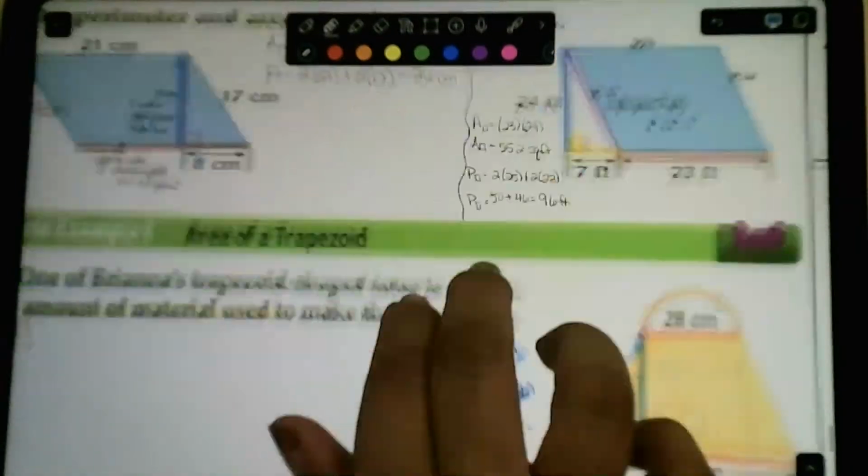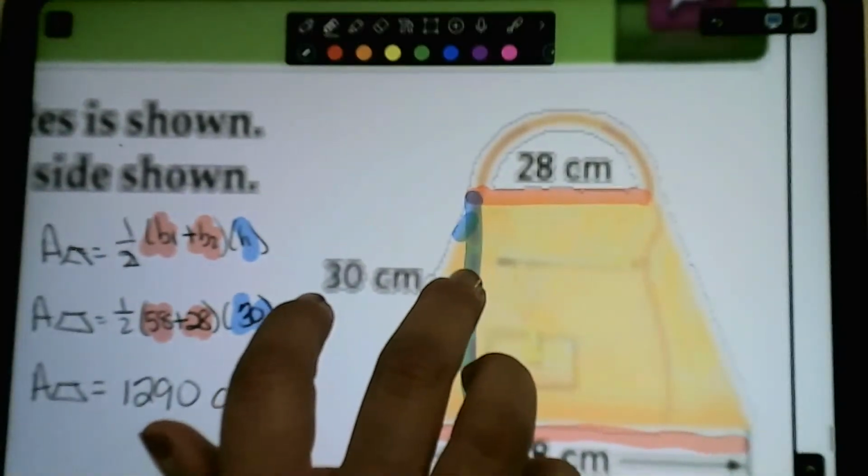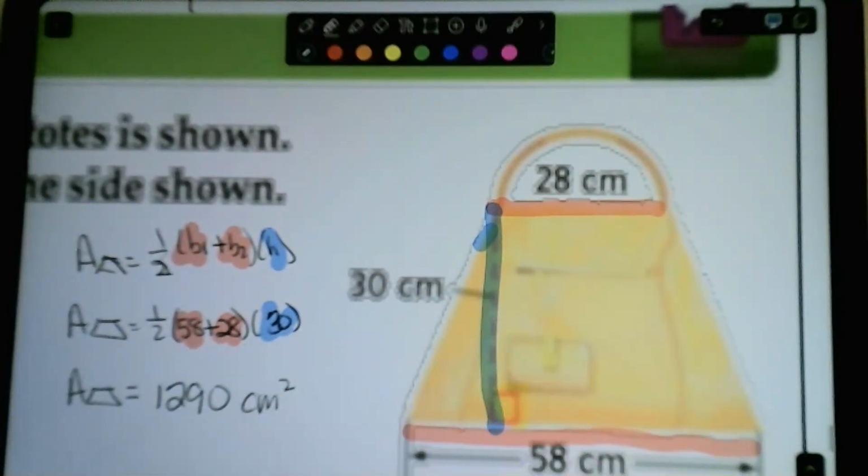All righty. Here was me calculating the area of the trapezoid because it talked to me about this tote, this purse, and it was in the shape of a trapezoid. So I identified the bases, I identified the height, I shoved them into the formula and used a calculator.